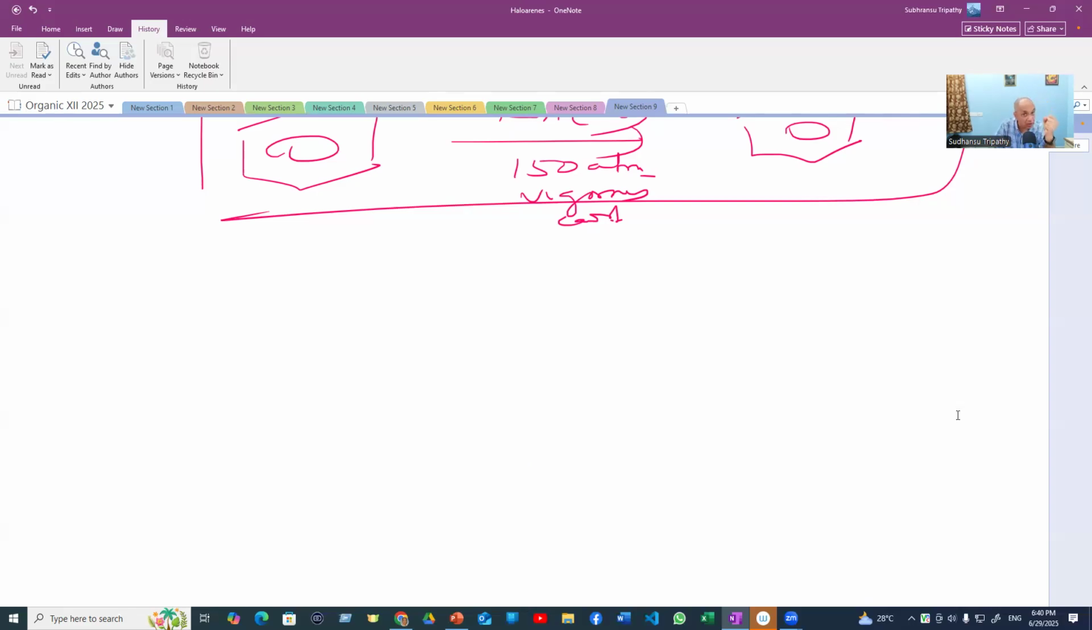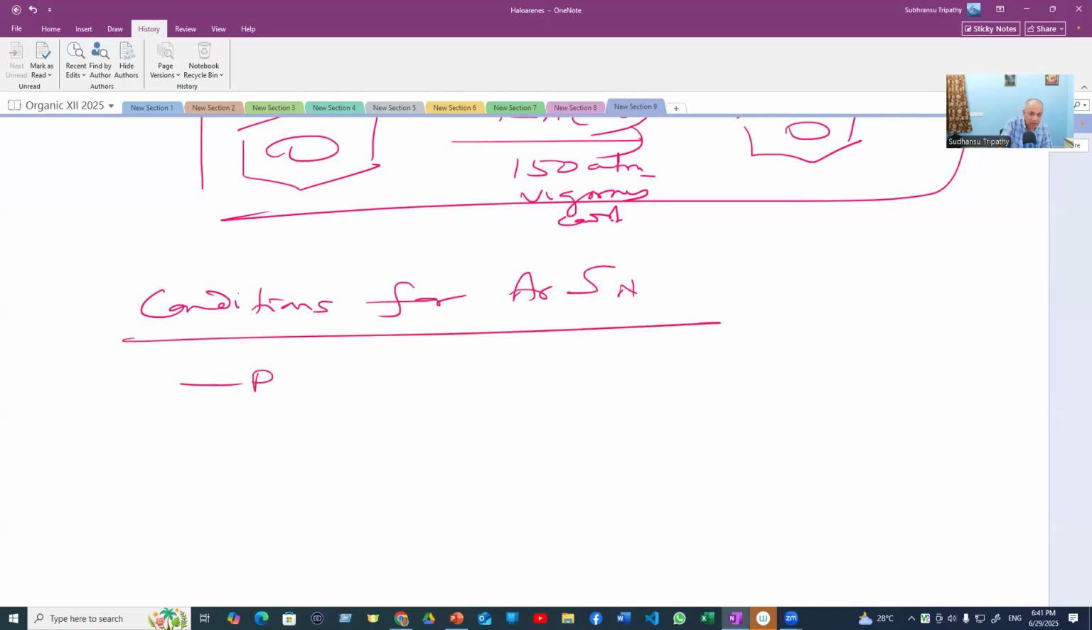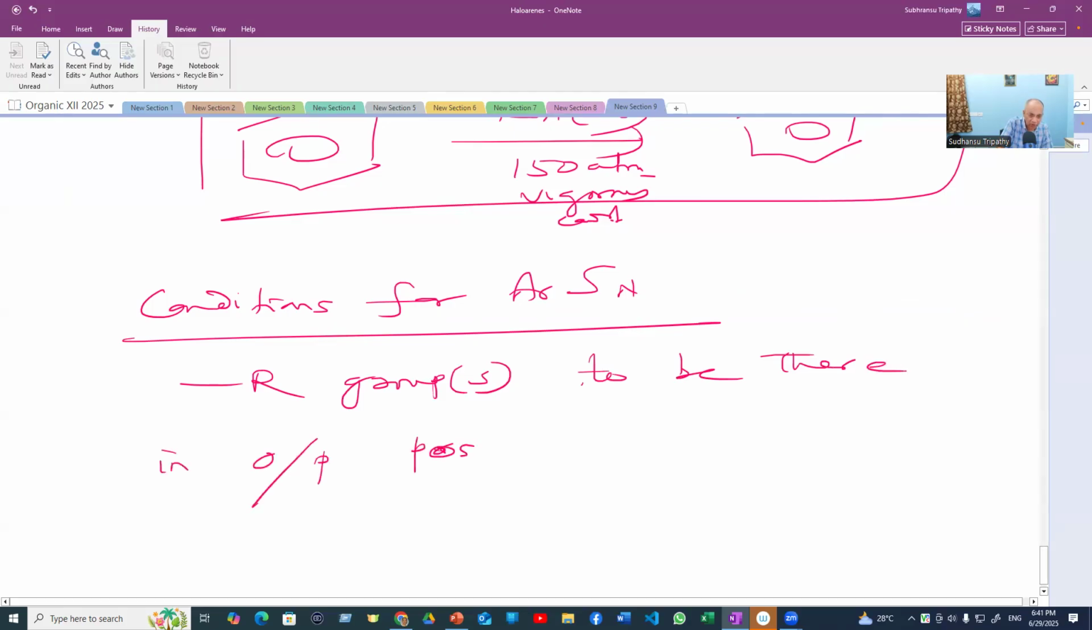Therefore, the precondition to visualize the ARSN, and there are umpteen proofs to corroborate that here the mechanism going on is ARSN. Here the mechanism is Cine, C-I-N-E. So the conditions for ARSN: minus R group or groups to be there in ortho para positions with respect to the halo group.